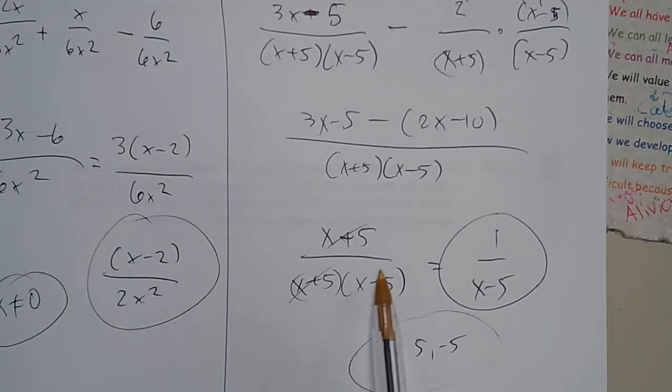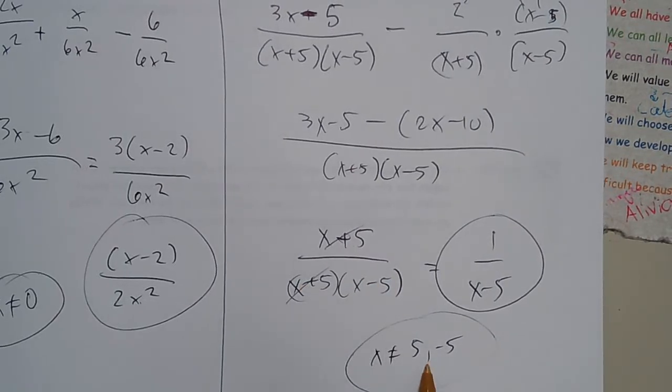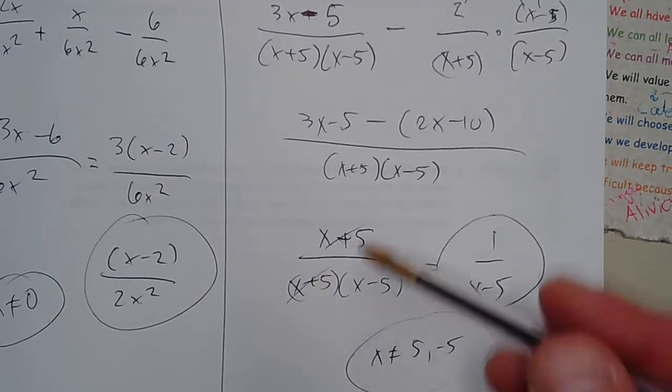And at this point, I was like, cool. I'm ready to cancel things out. So I wrote my restrictions down as negative 5 and 5. And I canceled those 2 out. Leaves me with just a 1 on top.